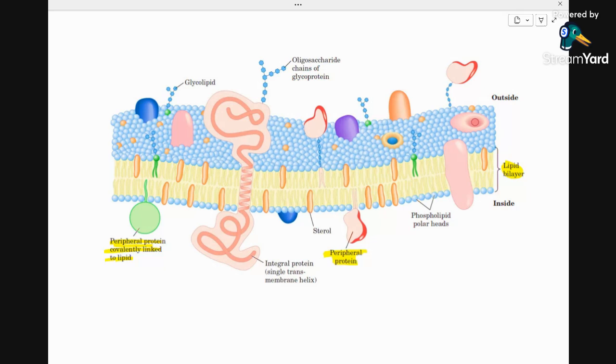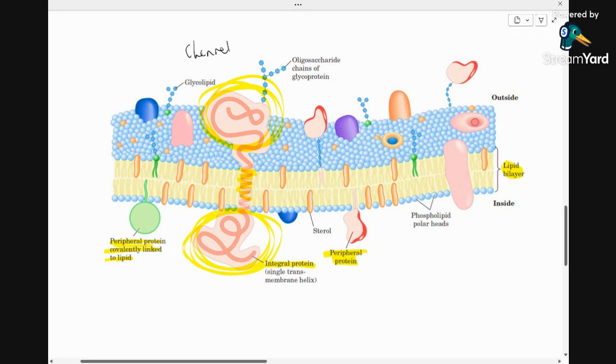This is different to something like an integral protein here, which is where we have a region of the protein that spans the entire membrane and it connects to both sides, right? You've got a bit of the protein sticking out this side, a bit of the protein interacting with this side. So that might be something like the channel or the carrier protein that we've seen previously. They're called integral.